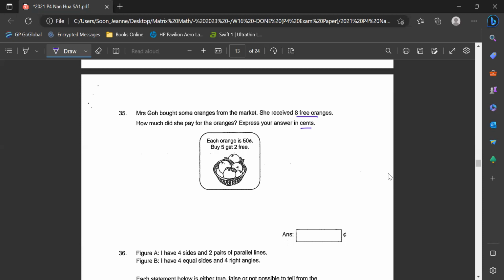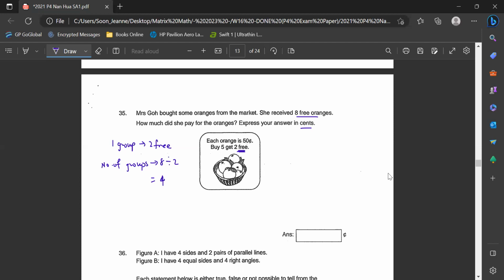But in one group, you can actually see you get 2 free if you buy 5. So you just write down one group, okay? You will get actually 2 free. But since she got 8 free, which means I actually can find out how many groups there are for 8 free oranges. Okay, number of groups, you just take 8 divided by 2. 4 groups. 4 groups of oranges she bought.